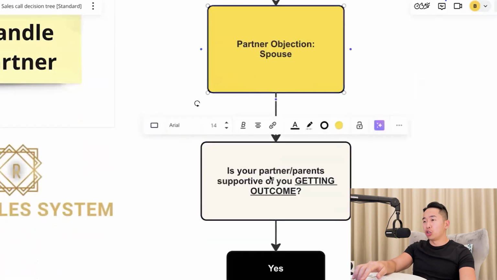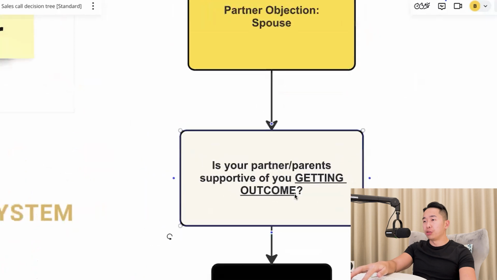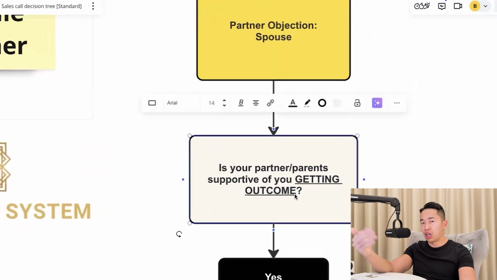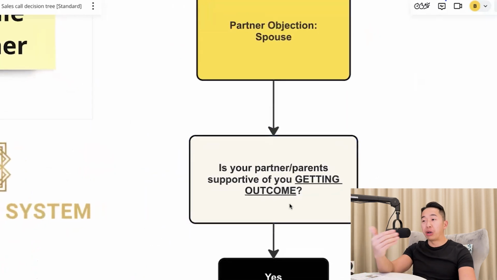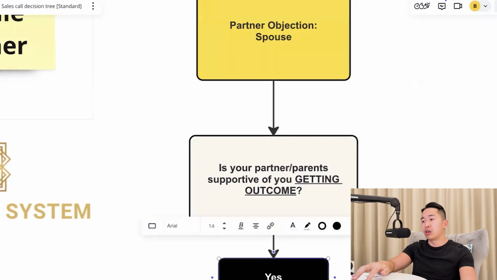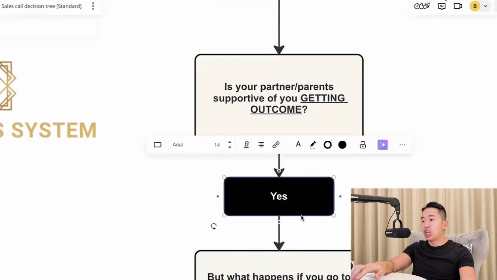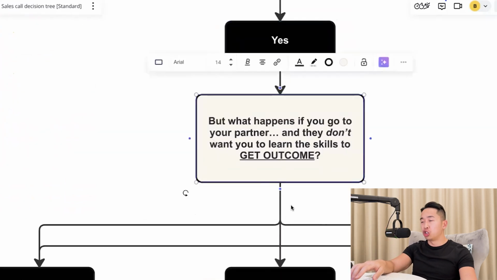So if they give a partner objection, you simply go, okay, is your partner supportive of you getting outcome? Right? So is your spouse supportive of you actually making 10K a month, providing more for the family? Is your business partner supportive of you growing the business so you guys can expand to other locations? It's like, well, yeah, they are. Okay. You can also go, why are they though? And then they'll say whatever. Okay.